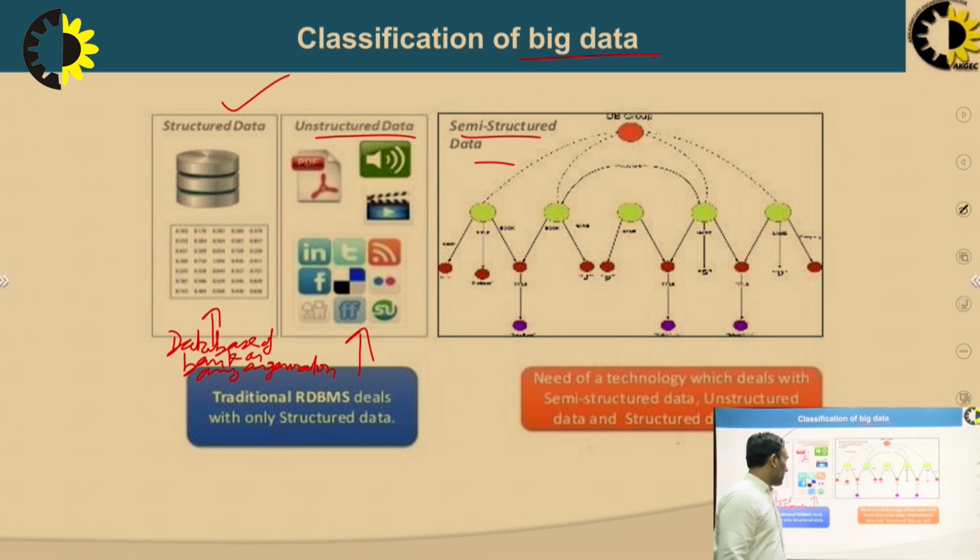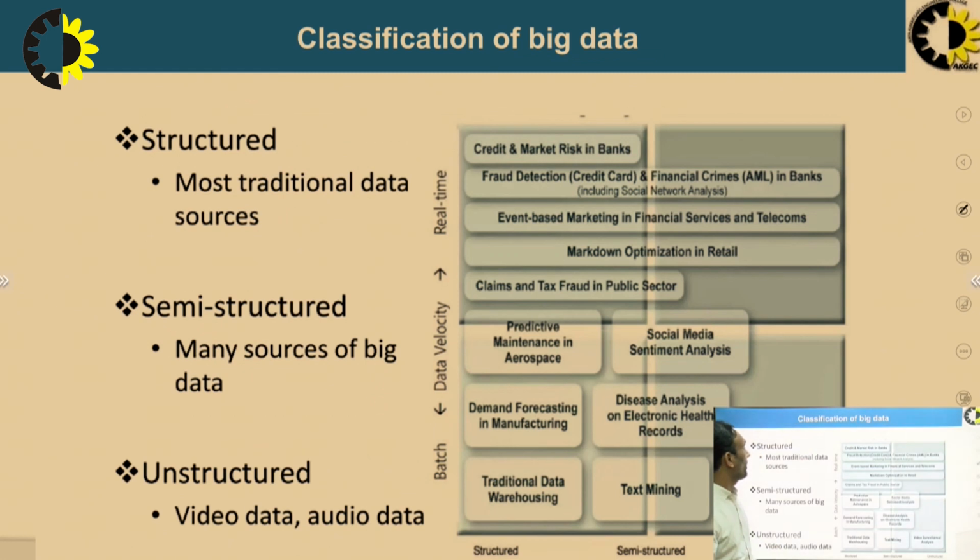So the major concern in big data is how to maintain unstructured and semi-structured data in a very appropriate and defined way, so that it can be used for analysis of data that will be helpful for any commercial or social purpose.